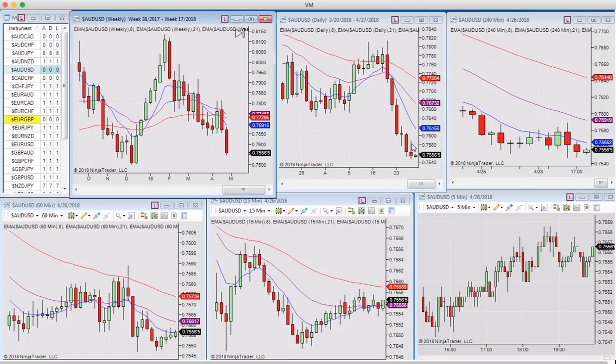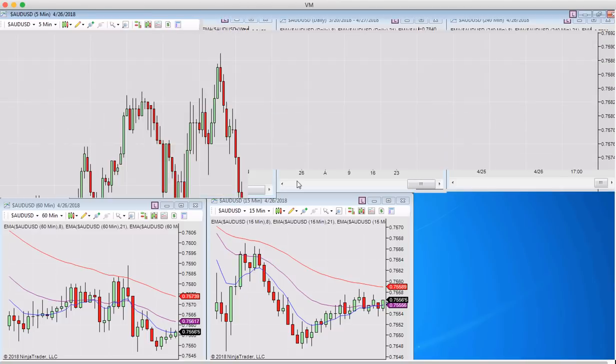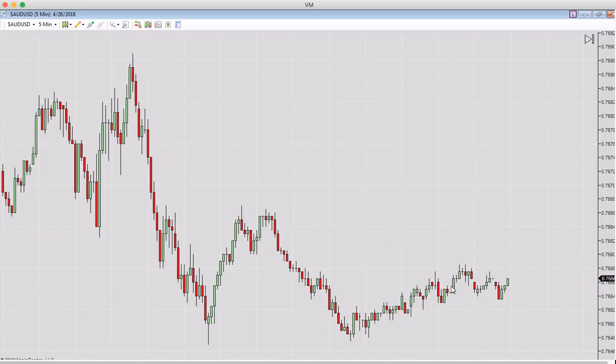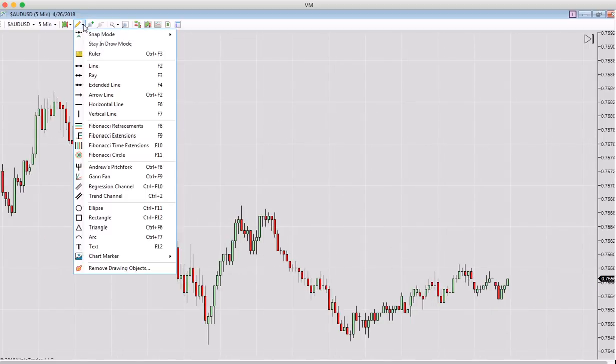And yesterday we had a failed attempt to drive the market up. This is looking interesting. So let's look at our 5-minute line.